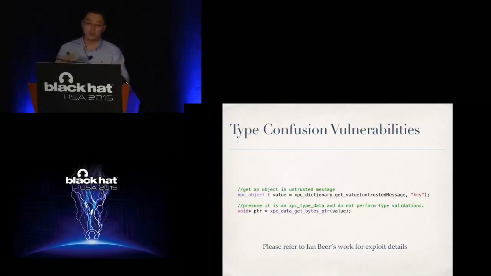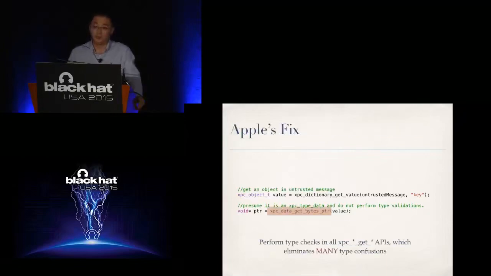Because different XPC objects have different internal data structures, if you don't perform the type validation, it would cause some security problems. You could refer to the original work for more details about the exploit. But Apple made a very good response. What Apple did is it introduced a lot of type checks in all the xpc_get family of APIs. So basically, in the low-level APIs, Apple performs a lot of type validations. If the type mismatches, it will quickly return 0.